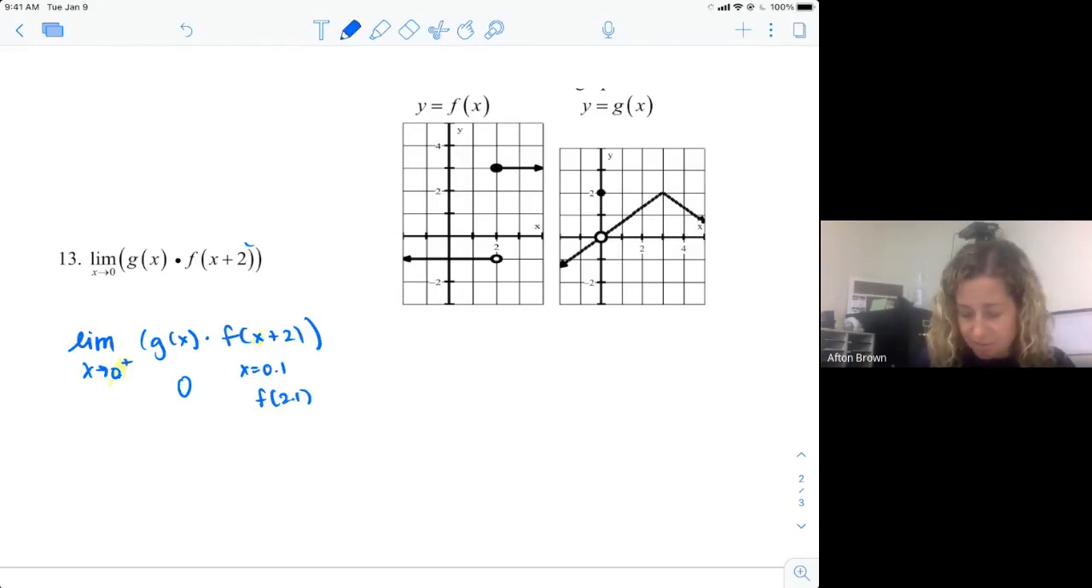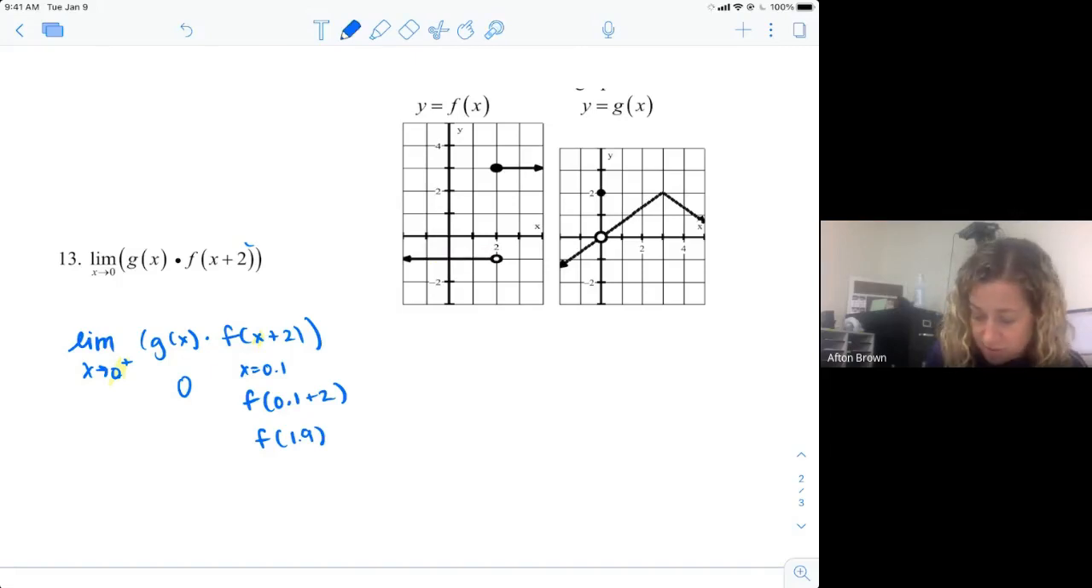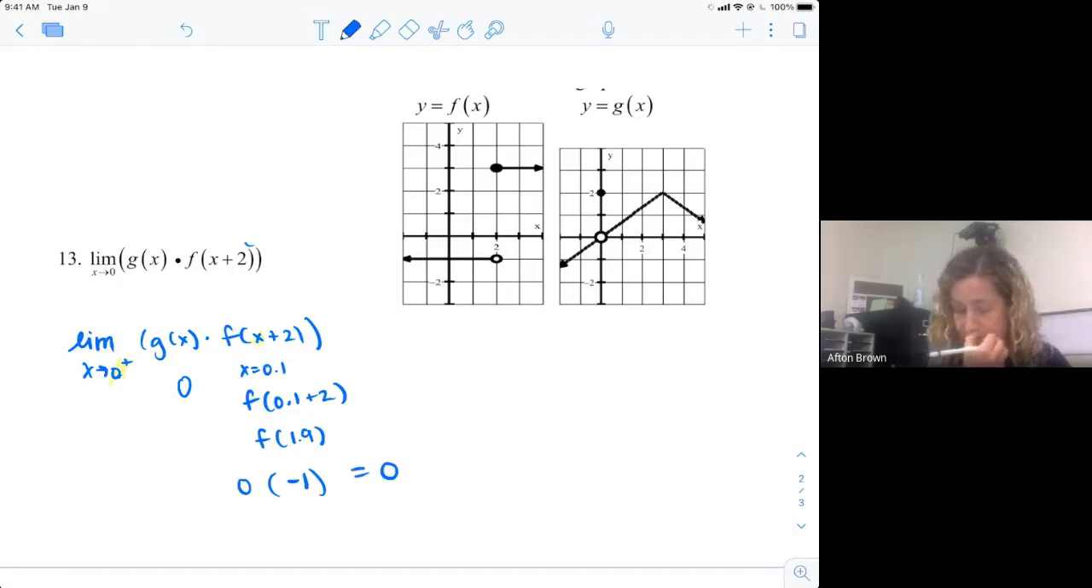No, sorry guys, I'm doing a terrible job explaining. If I plug in 0.1, let me show my steps and then it would make more sense. I'd have 0.1 plus 2. Well, 0.1 plus 2 would be 1.9. And the function at an x value of 1.9 is down here at -1. So this would be -1. But 0 times anything is 0. So that limit is 0.